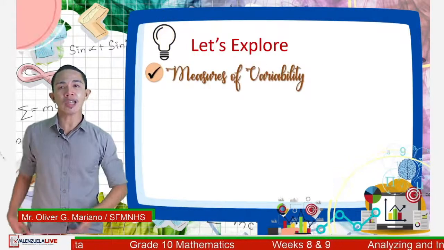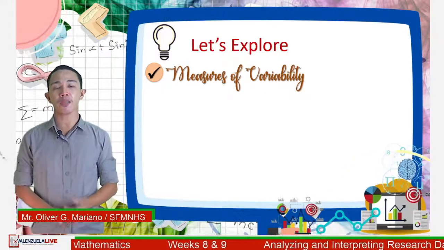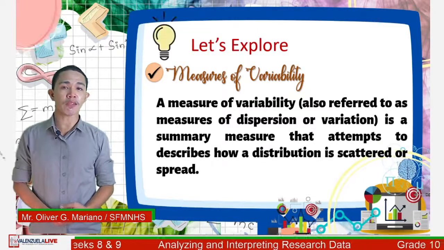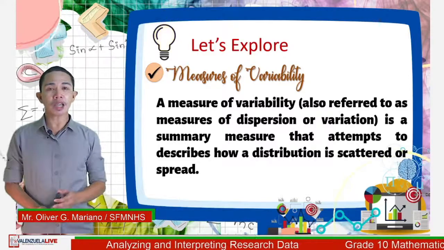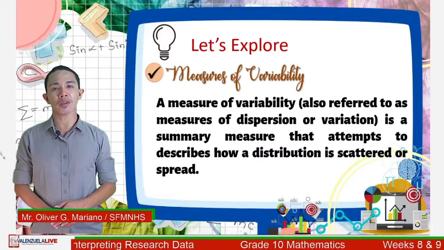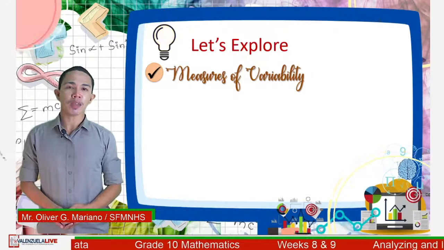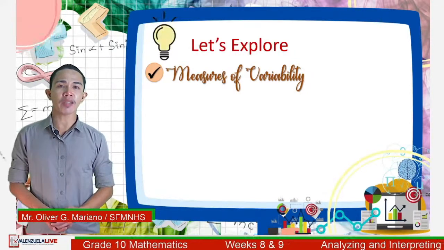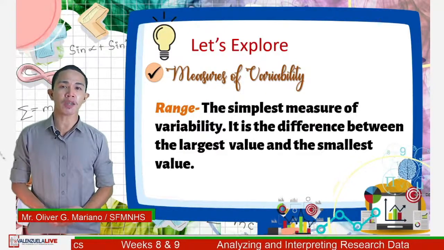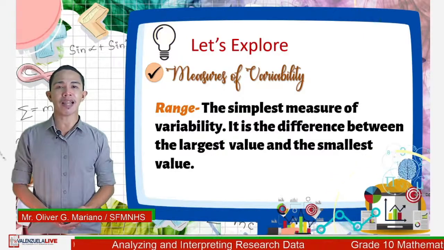Let's now look at another set of descriptive measures called the measures of variability. A measure of variability, also referred to as measures of dispersion or variation, is a summary measure that attempts to describe how a distribution is scattered or spread. We have the following most commonly used measures of variability. First is the range. The range is the simplest measure of variability. It's the difference between the largest value and the smallest value.